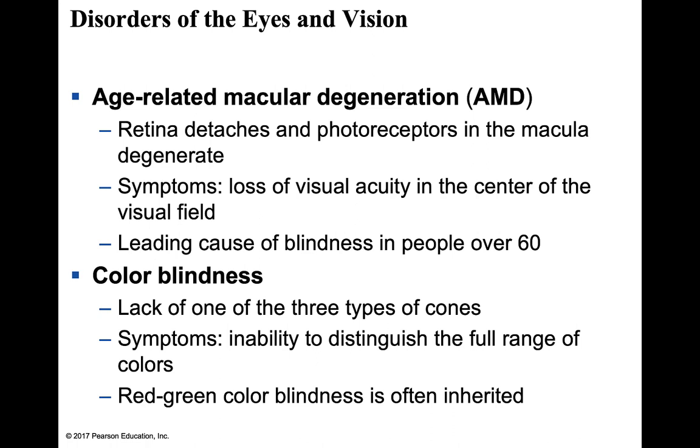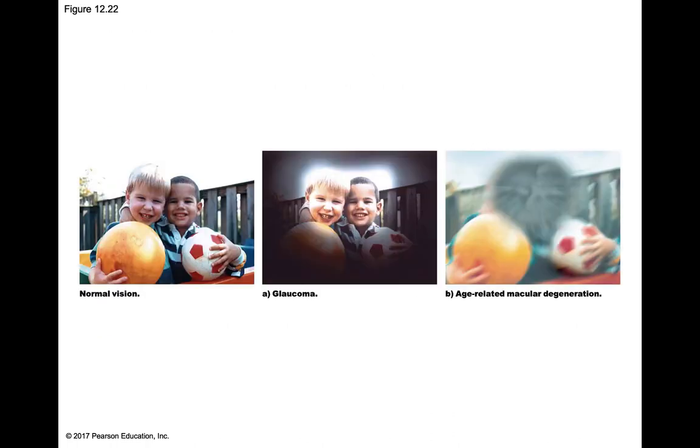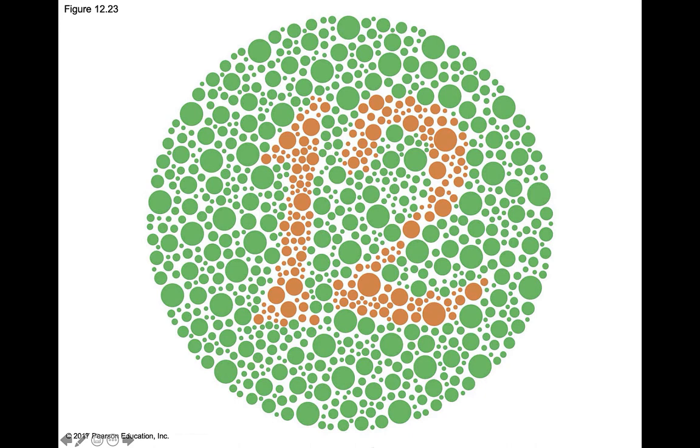Some individuals may have what's known as color blindness, where they're lacking one of the three types of cones. Generally, these individuals have the inability to distinguish the full range of colors, which results in red-green color blindness, and this is often inherited. Here we can see normal vision. This is what we see with someone that has glaucoma, and here we see age-related macular degeneration.